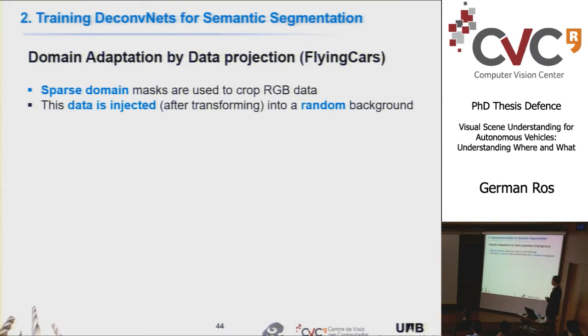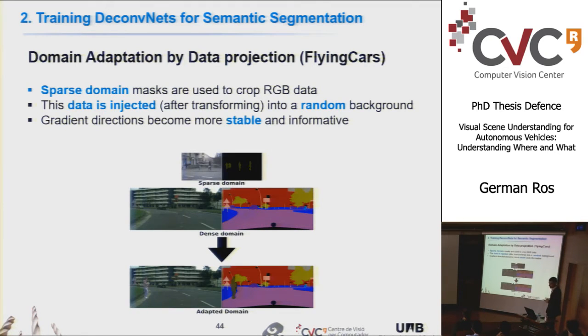So for the first one, the sparse, the data adaptation by data projection, is just trying to bring the classical idea of having one domain, do some operation to transfer that domain to a second target domain. The way we do this here is we consider the sparse domain, which is the conflictive one, and we take the masks given by the ground truth of the sparse domain and use those masks to crop the RGBs, so to get the objects we are interested in.